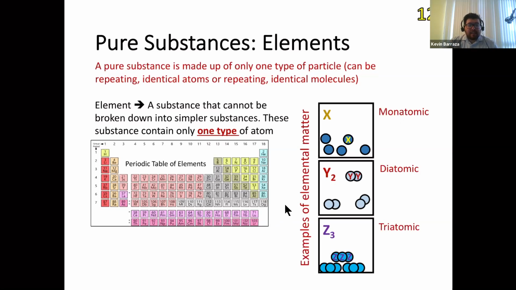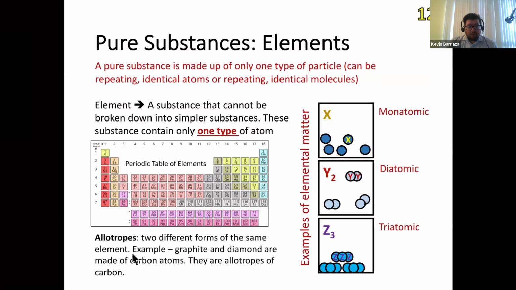Elements can exist in many different forms, what we call allotropes. So allotropes can be 2 different forms of the same element. It might be 3 sometimes. It just means multiple. So an example would be graphite, which is the stuff in your pencil lead, and diamond. They are actually both made of pure carbon atoms. So we say that they are allotropes of carbon. So an allotrope is just 2 different versions of the same element. So carbon is an element, and the 2 ways we see it in nature are through graphite and diamond.